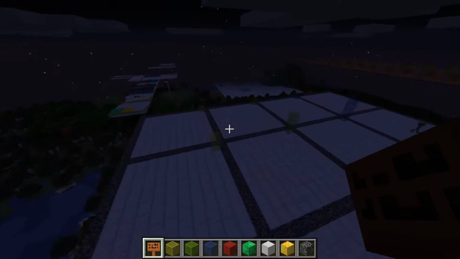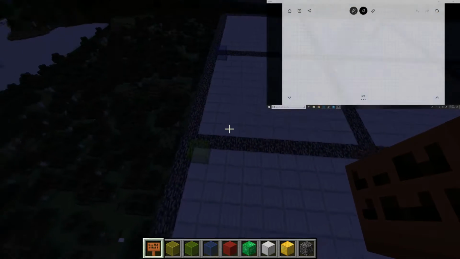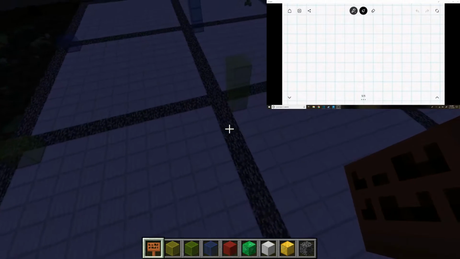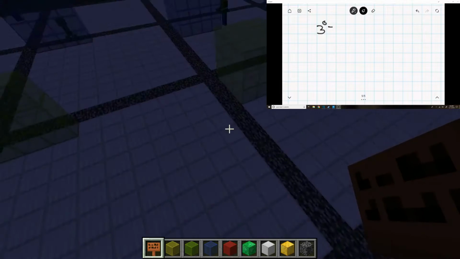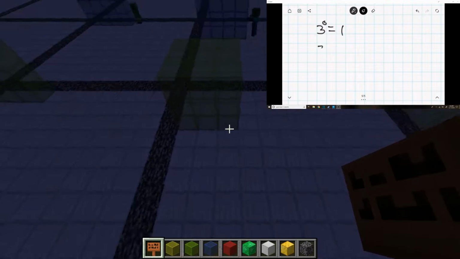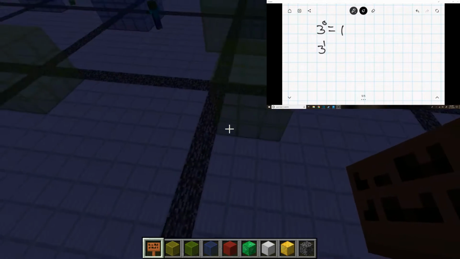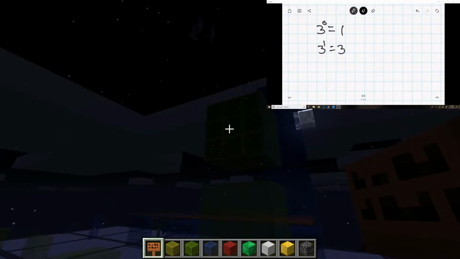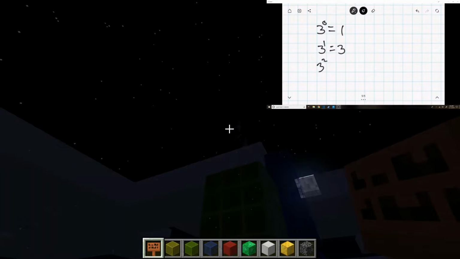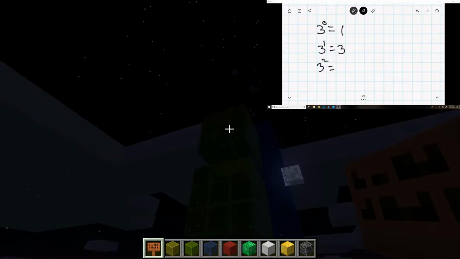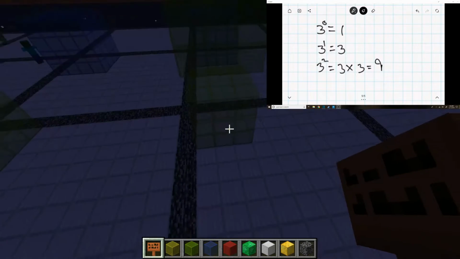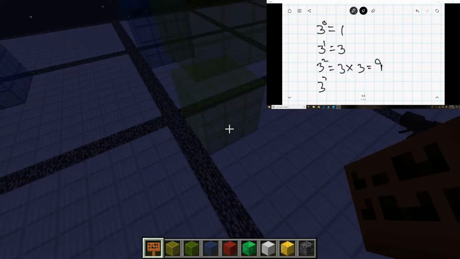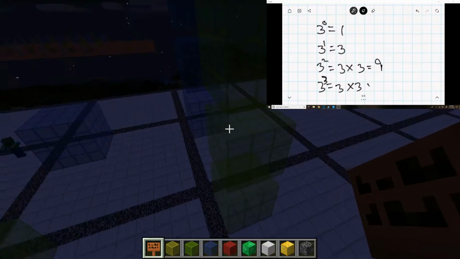And then if we're doing this for 3, 3 up to the 0 power is still 1, 3 up to the first power is 3, 3 up to the second power is 9, 3 up to the third power would be 27, and then 27 times 3, what is that? Almost 90, so that's 81.